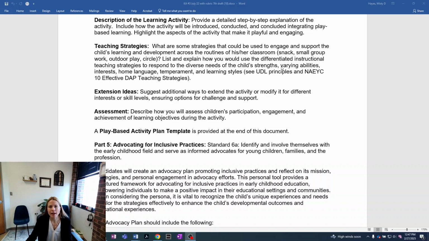And I want you to list and explain how you would use differentiated instructional teaching strategies to respond to the diverse needs of your child. Now, when we say diverse needs, we're looking at strengths, abilities, interests, home language, temperament, learning styles, all of this, okay? Now, one thing that might be helpful as well when you're doing this part of the play-based learning activity is to look up UDL principles, Universal Design for Learning principles, and NAEYC Developmentally Appropriate Practice teaching strategies.